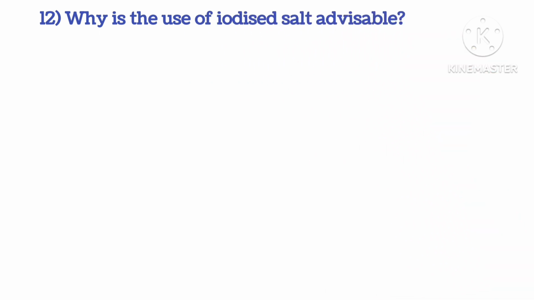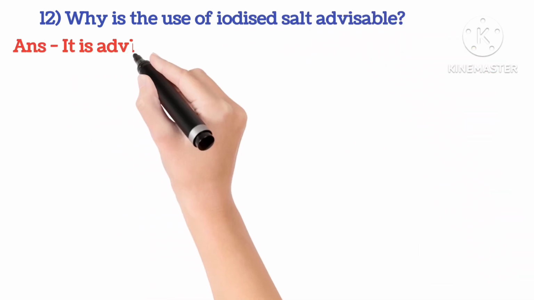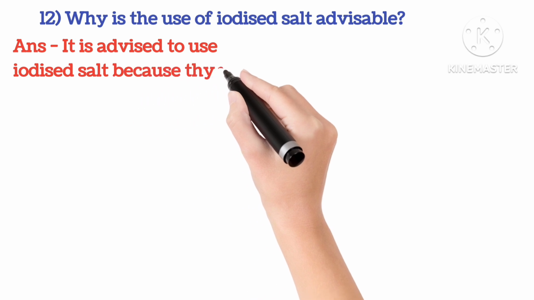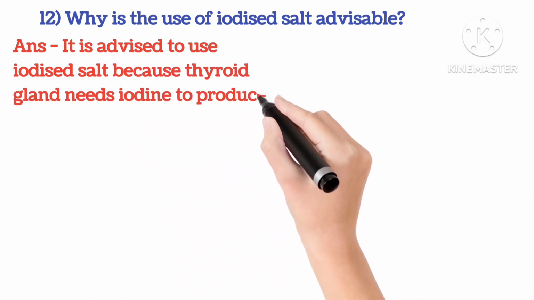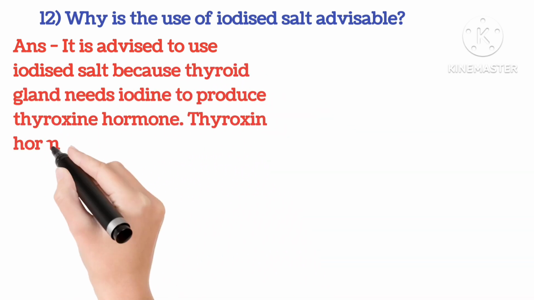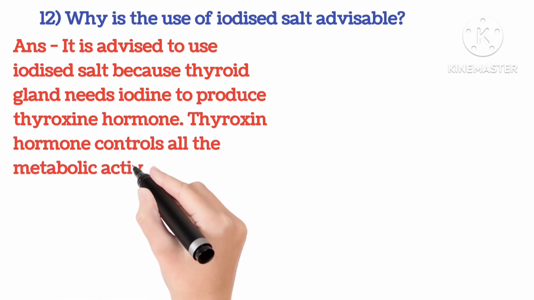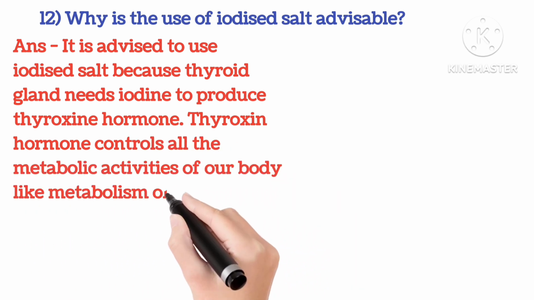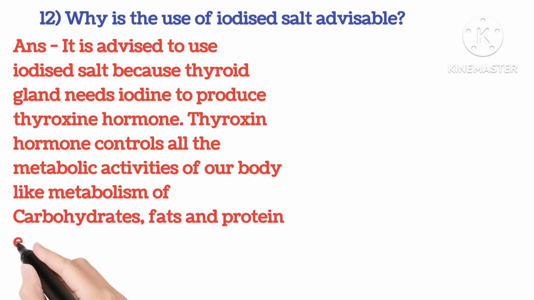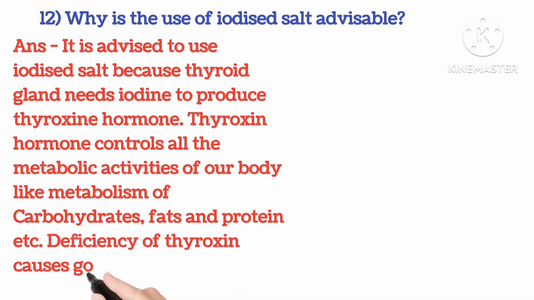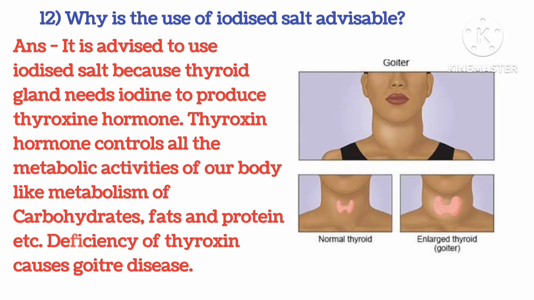12th, why is the use of iodized salt advisable? It is advisable to use iodized salt because thyroid gland needs iodine to produce thyroxine hormone. Thyroxine hormone controls all the metabolic activities of our body like metabolism of carbohydrate, fats and protein, and deficiency of thyroxine causes goiter disease, as you can see here in this picture.